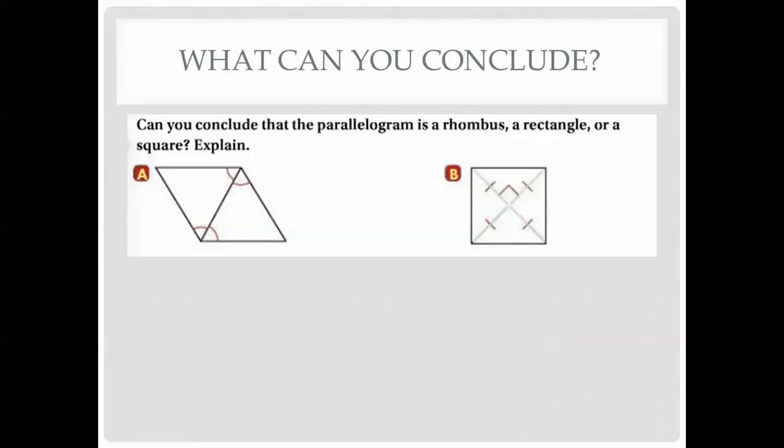So take a look at these 2 examples. Can you conclude that the parallelogram is a rhombus, a rectangle, or a square? Explain your answer. Go ahead and pause the video here to answer these 2 questions.